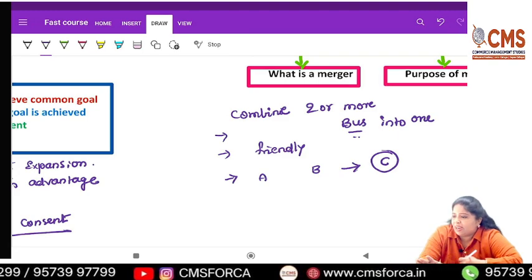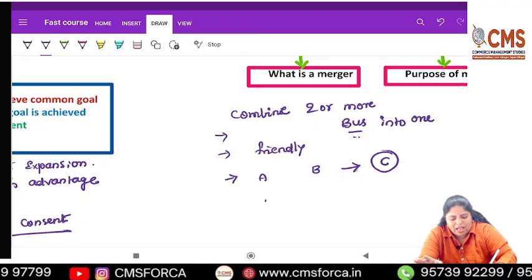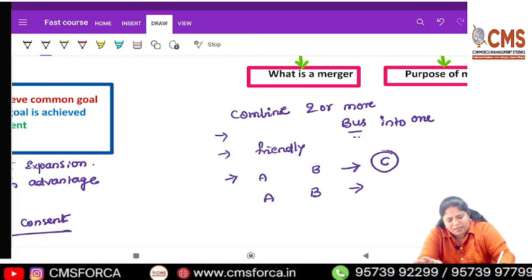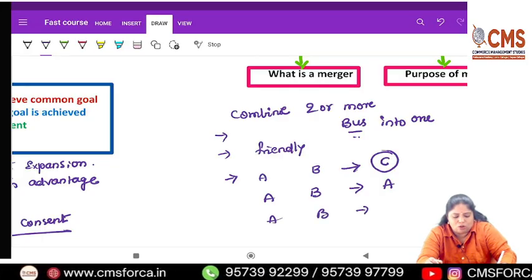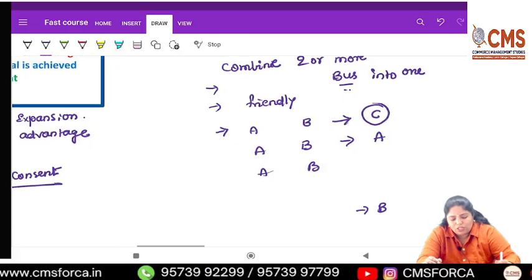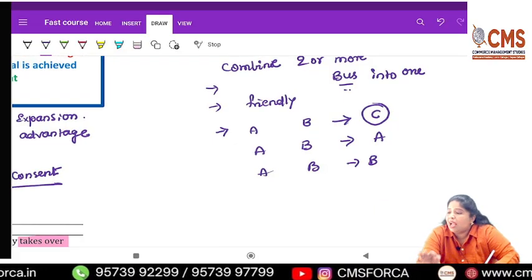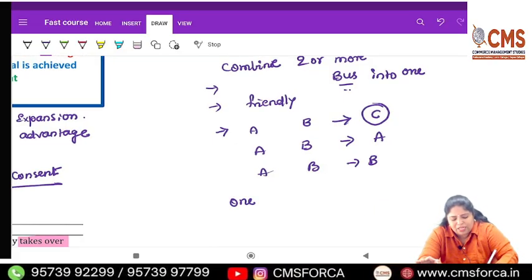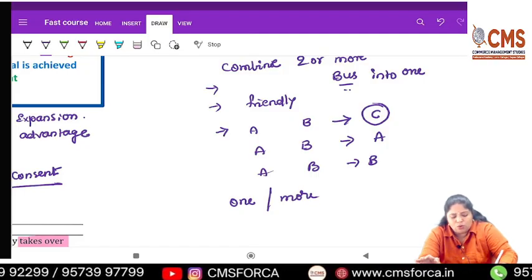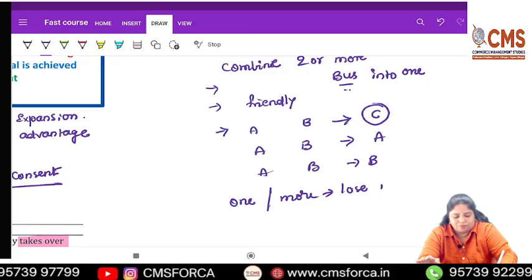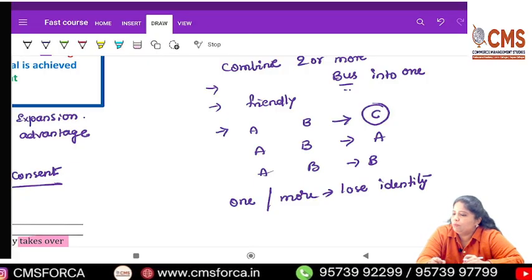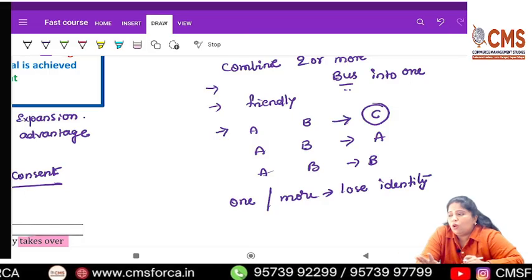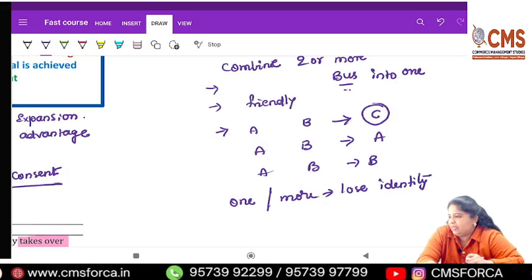Both have lost their identity. Or you can merge A and B and run it under the name of A. Or you can have A and B merged and run under the name of B. What you need to understand when a merger happens is that one or more companies will lose their identity. That's the basic point you need to remember when a merger happens.